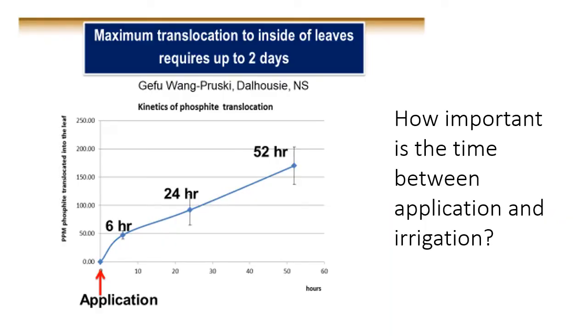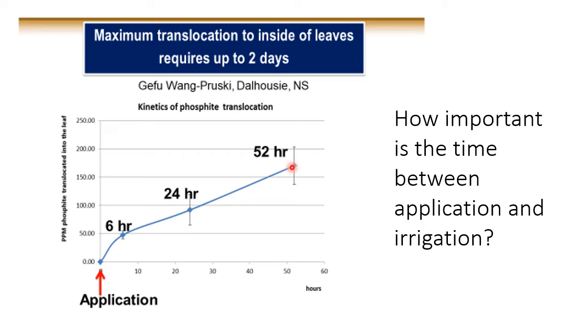Some work that was done out of Canada by Gefu Wang-Pruski showed that when you made an application of phosphites, there was this time that it took the plant to uptake the active ingredient. So on this graph, this is showing the parts per million of phosphite that's translocated into the leaf. So when you make your application, of course, right at time 0, there isn't any there. Then 6 hours later, you've got up to about 50 parts per million. You wait to 24, you're up to 100. In fact, if you wait up to 52 hours, you've crossed 150 parts per million.